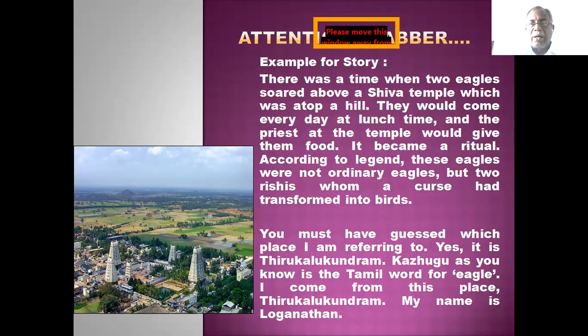You have made a curiosity. This is a way you need to have stories, or your first sentence should be like this. So you must have guessed which place I am referring to. Now you are asking, do you know which place I am from? Now they will think over. Oh, is he from Chennai? Is he from Kanchipuram? No, he is from Tirukazhukundram. He is talking about eagle. So it is Tirukazhukundram. Kazhugu, as you know, is the Tamil word for eagle.